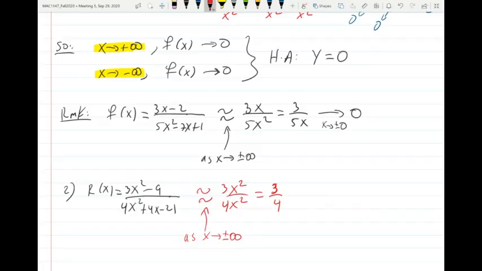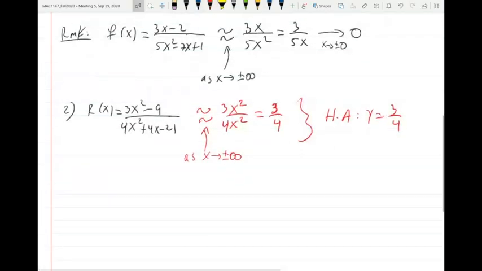So as you can see, if the degrees are the same, what's going to happen? Because it behaves just like the ratio of the leading terms, the x's cancel out. In this case, the x squared cancel out, and you are left with the ratio of the leading coefficients. So from here, we get that the horizontal asymptote is y equals 3 over 4. So, yes, Marie, question?